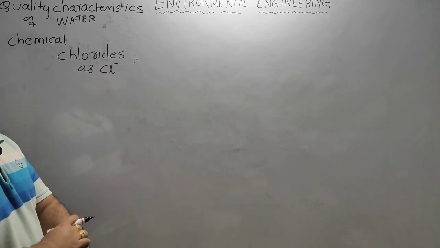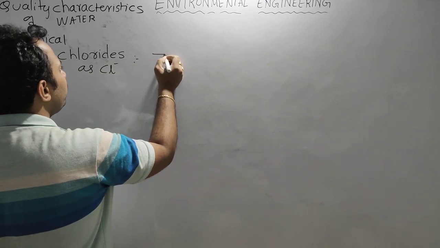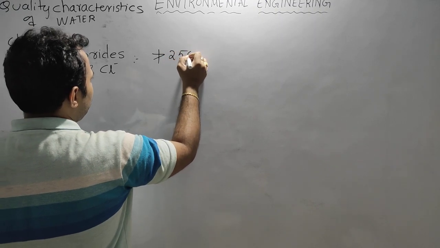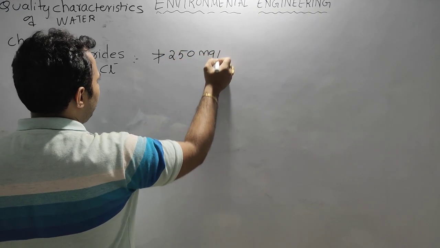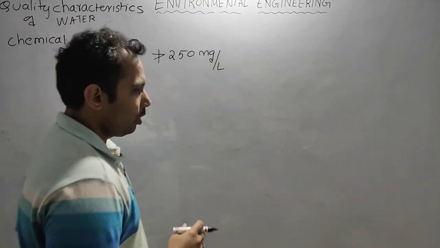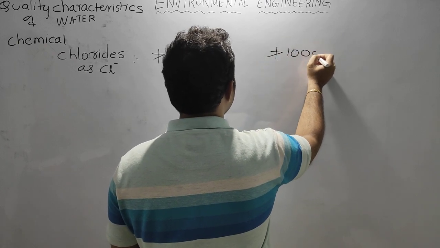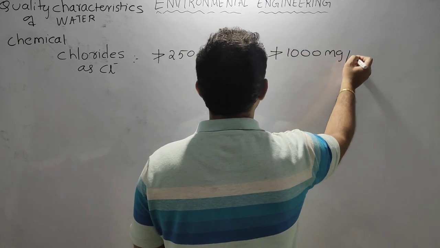Chloride, Cl minus: whenever there is a charge, it is unstable. Any unstable compound present in water is harmful to human beings. That is why chlorides are not good for health if they exceed the limit of 250 mg per liter. If no alternative source is present, then under unavoidable conditions it can be relaxed up to 1000 mg per liter.